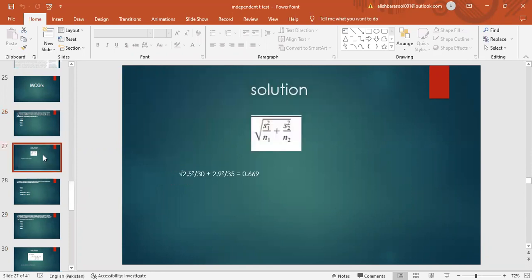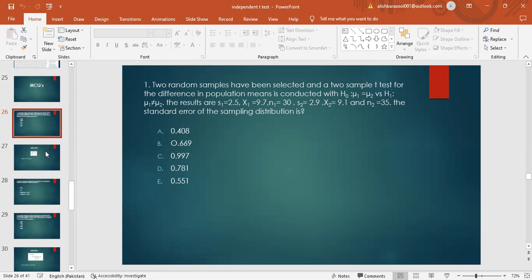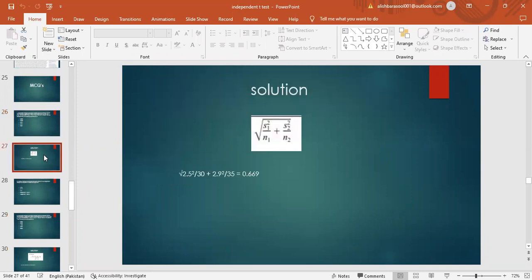Okay, the answer will be B. I have shown the solution. To calculate the standard error, you will take this formula from the denominator, which is square root of S1 over N1 plus S2 over N2. And by substituting the values in this formula, you will get the standard error, which is 0.669.